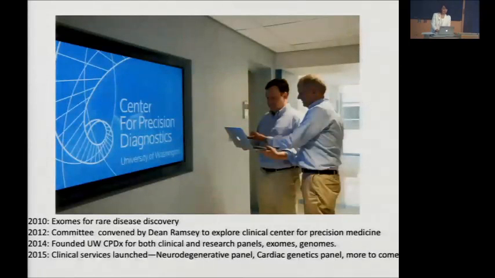So I also want to just mention the Center for Precision Diagnostics for those of you who may not be familiar with it. So the Center for Precision Diagnostics was founded here at the University of Washington after Dean Ramsey recommended establishing a clinical center for precision medicine. So clinical services were launched in 2015, and they are offering next generation sequencing panels, both on a clinical basis as well as a research basis for a growing number of hereditary conditions. And here is Peter Byers, the director of the center, along with Michael Dorschner, another director at the center.